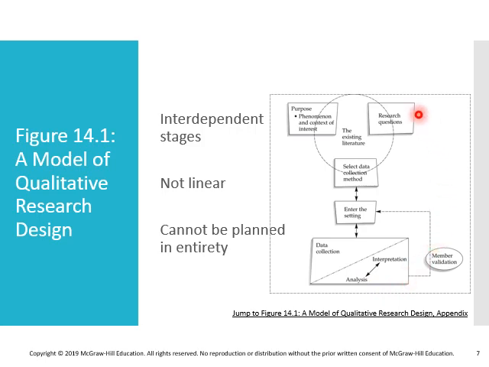So you see that this flow chart, this model of qualitative research, is not really linear because we can always go back and forth making adjustments. So it is less linear and less directional than the quantitative approach.